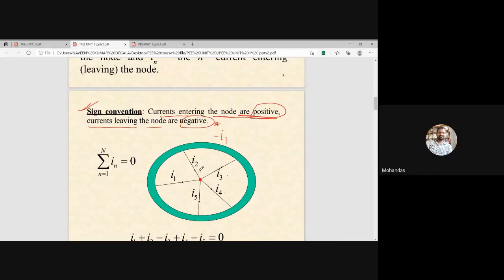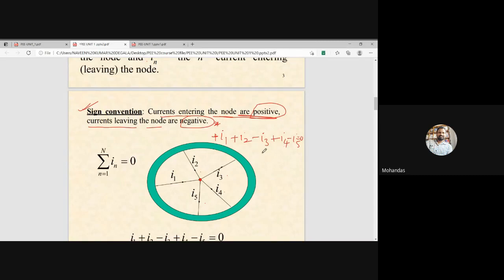Next, what about I2? I2 is also entering, sir. Positive, plus I2. Very good. Next, minus I3. I4, as it is entering, so plus I4. What about minus I5? So the sum should be equal to what? 0. Very good. So that is the KCL statement: the algebraic sum of the currents is equal to 0.